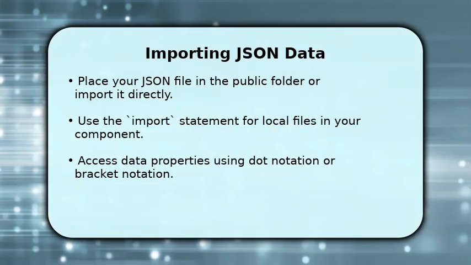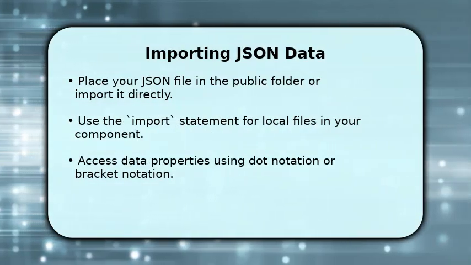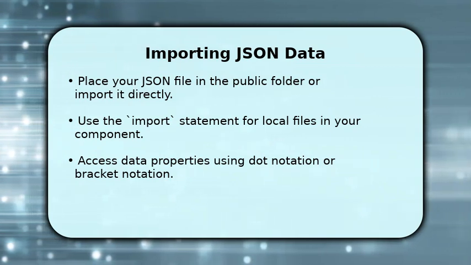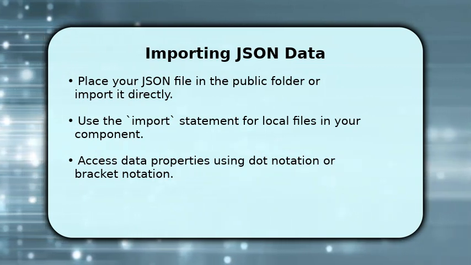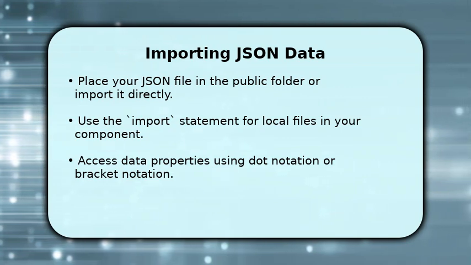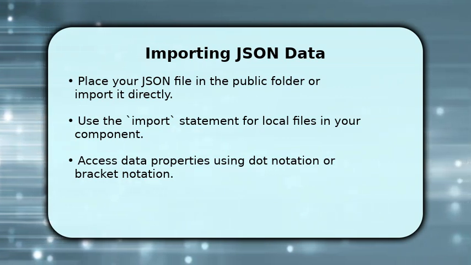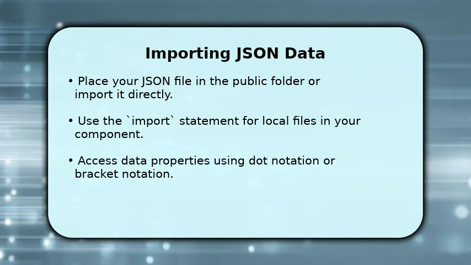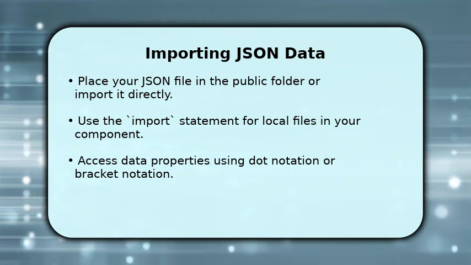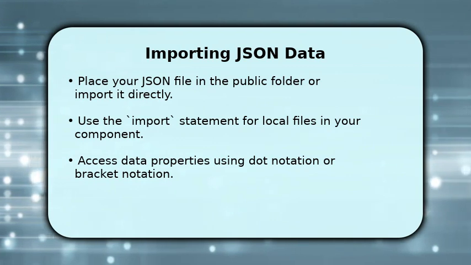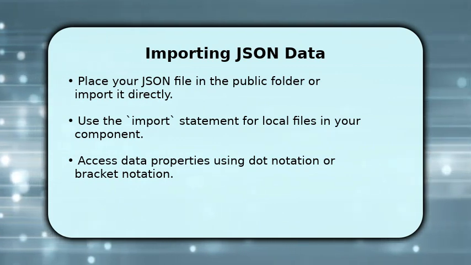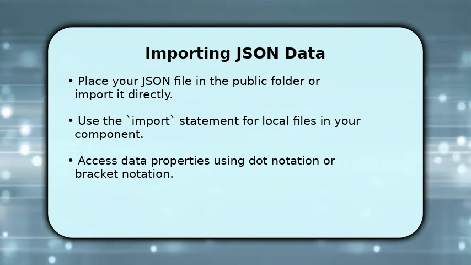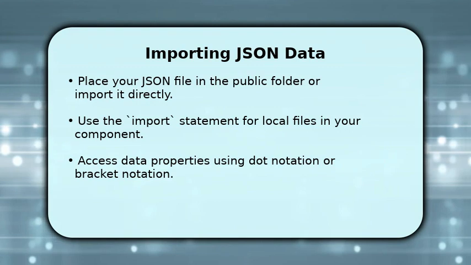To begin, you can place your JSON file in the public folder or directly import it into your React component. For local files, a simple import data from /data.json statement does the trick. Once imported, you can access its properties just like any JavaScript object, using dot notation such as data.name or bracket notation like data['age']. This allows you to easily render specific pieces of information within your user interface.